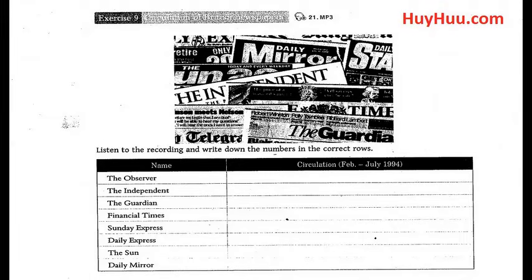Exercise 9. Circulation of British newspapers. Listen to the recording and write down the numbers in the correct column. You are going to hear about the circulation for some national newspapers in Britain in 1994.